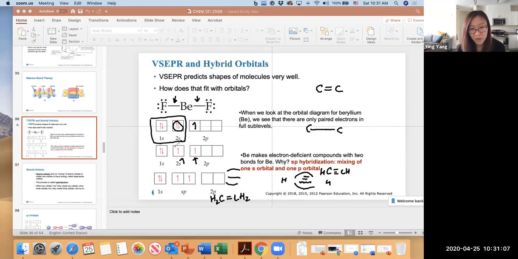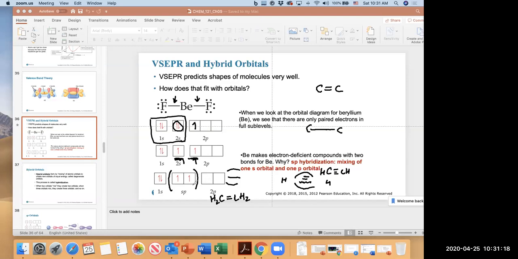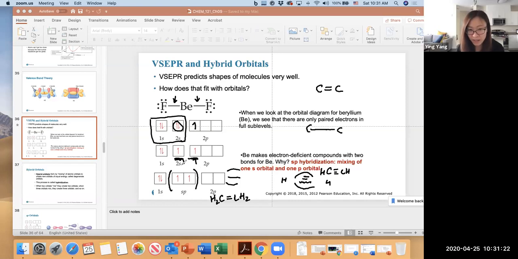Therefore, we are going to do a hybridization. We combine this s orbital with this p orbital to form an sp hybridized orbital. It's labeled sp because it comes from combining one s orbital with one p orbital. And now, after the hybridization, these two orbitals have the same level of energy.